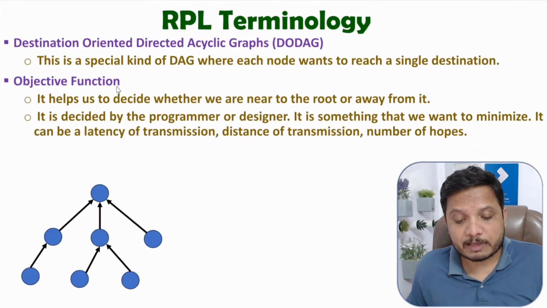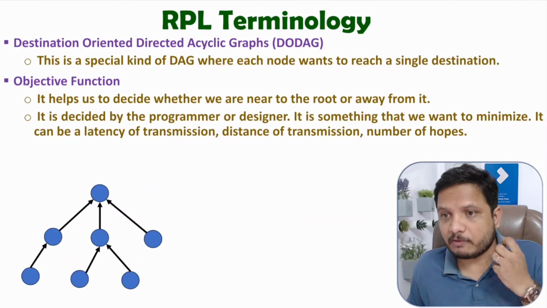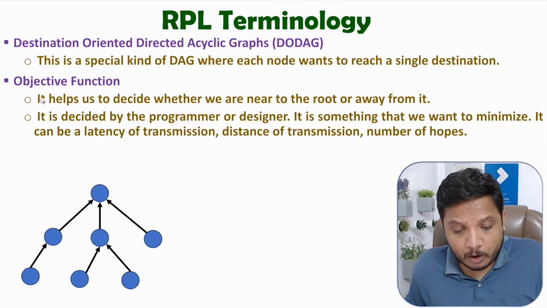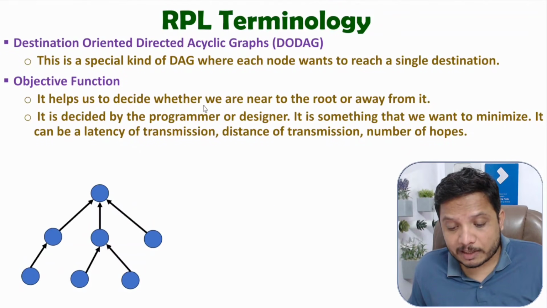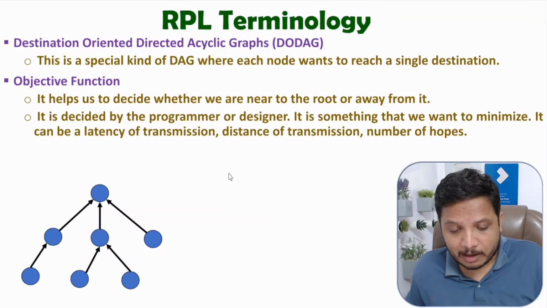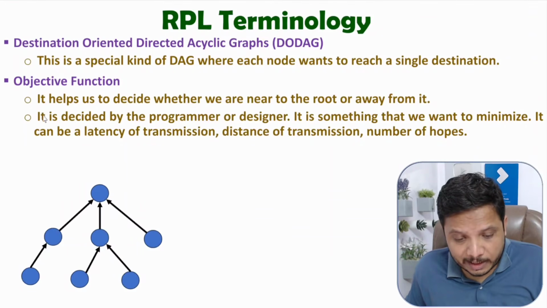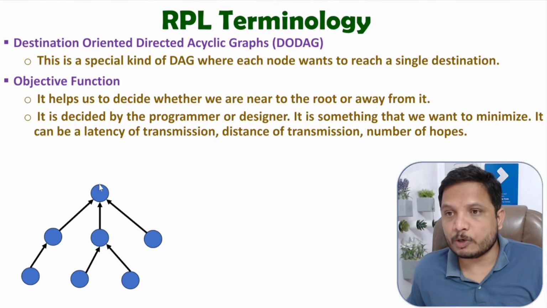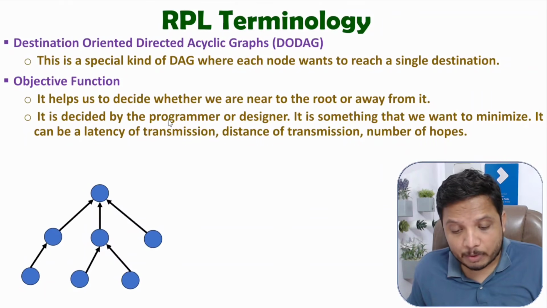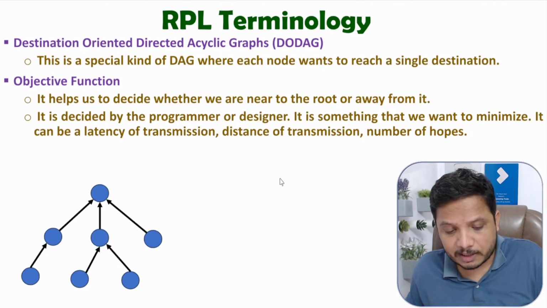See, objective function means what? Here, the objective of this graph should be defined first, right? So the objective function helps us to decide whether we are near to the root or away from it. When you communicate in the network, how far you are from the root, that you need to define. So the objective function is to stay nearer to this root node. It is decided by the programmer or designer, and it is something that we want to minimize. Means we want to minimize the distance with respect to the root node.